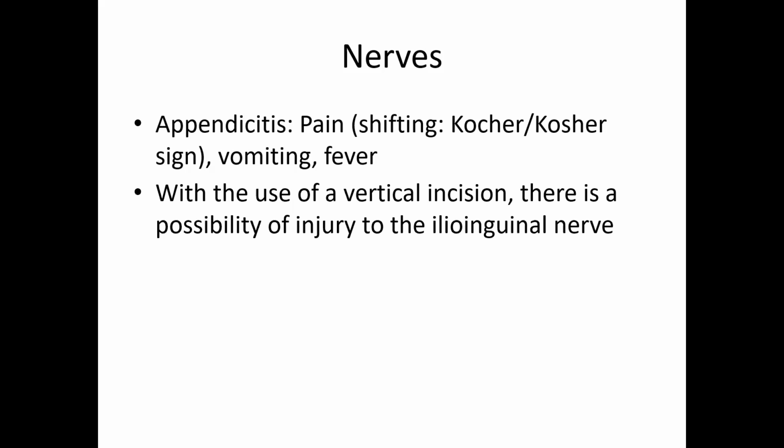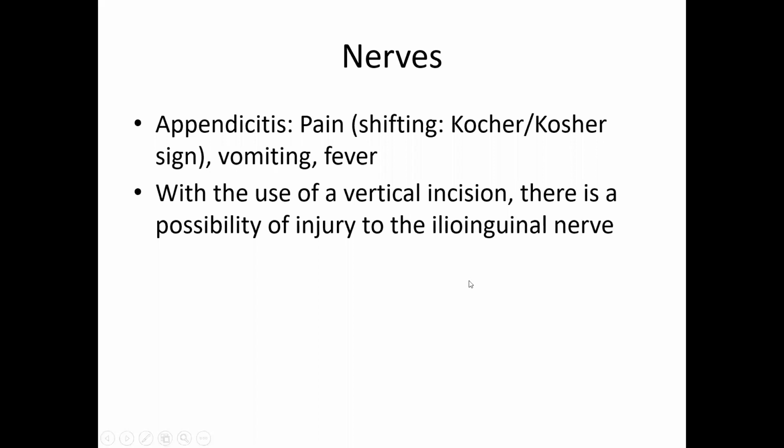With the use of a vertical incision, there is a possibility of injuring the ilioinguinal nerve. Very close to the McBurney's line is the ilioinguinal nerve. So you have to take the correct oblique incision, otherwise you are likely to damage the ilioinguinal nerve. The ilioinguinal nerve can also get damaged in inguinal hernia repair, but there that nerve is purely a sensory nerve and supplies the anterior 1/3 of the scrotum.